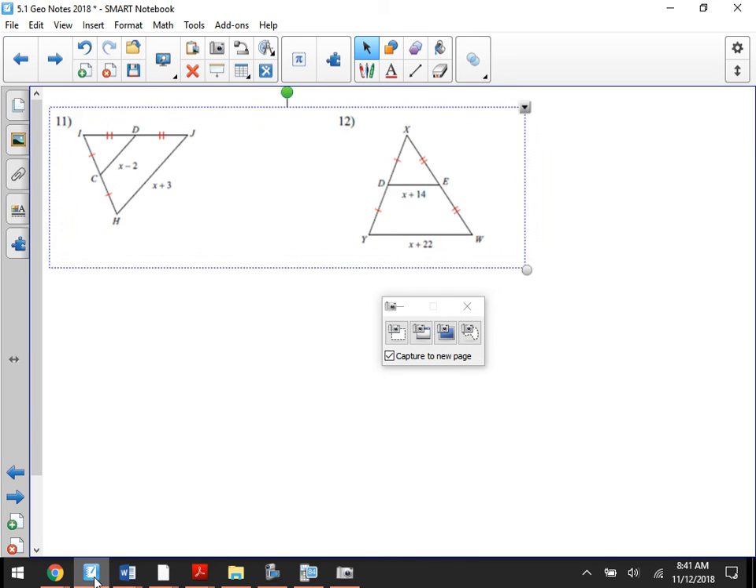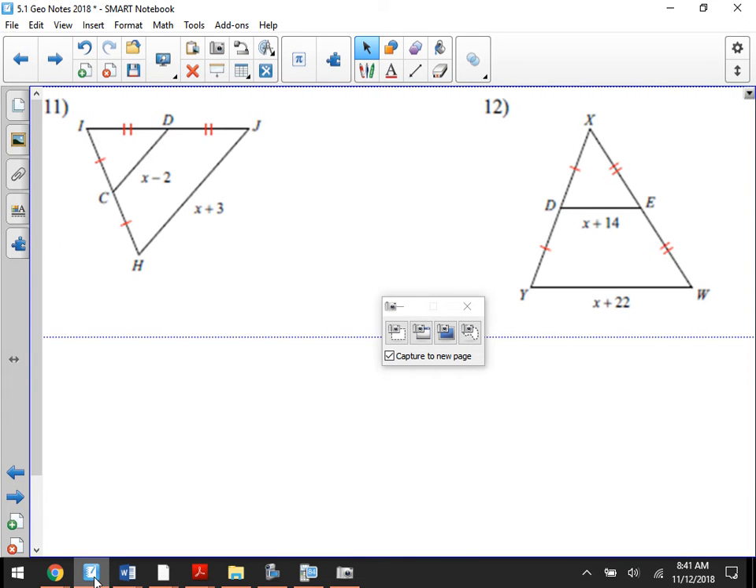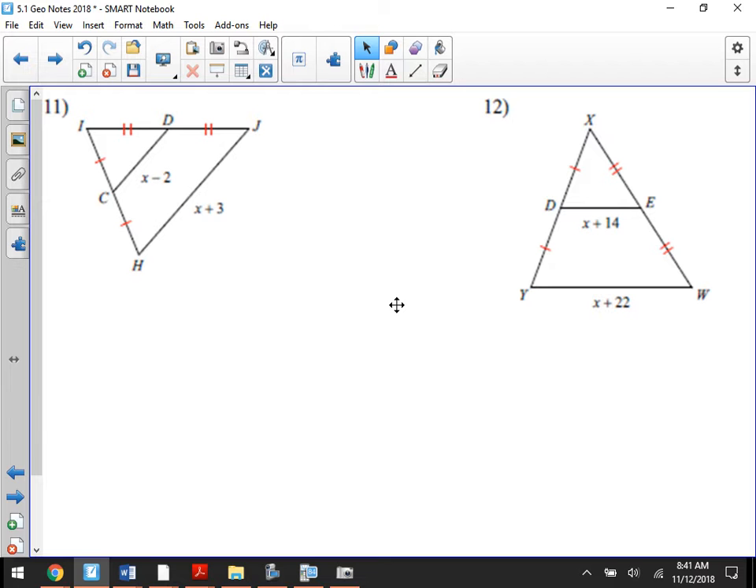Like we were saying, Mr. Nega, we'll go back into the parallel part here in a little bit to talk about what we can do with angles. All right. So when you're looking at number 11, you've got your mid segment is the x minus 2.